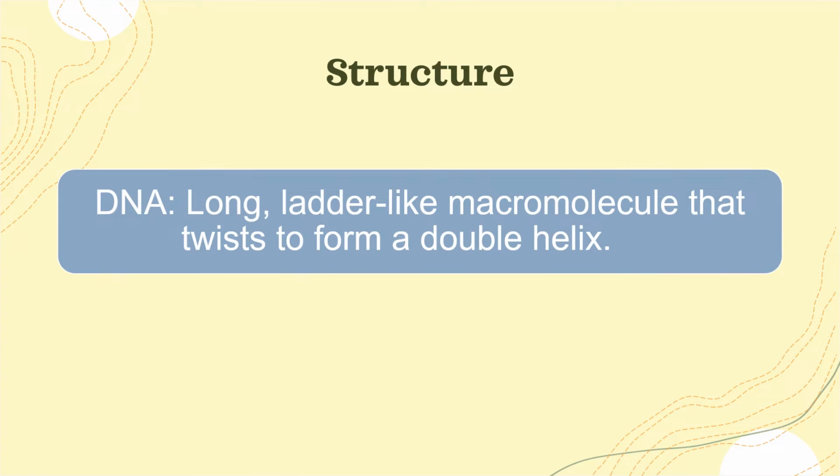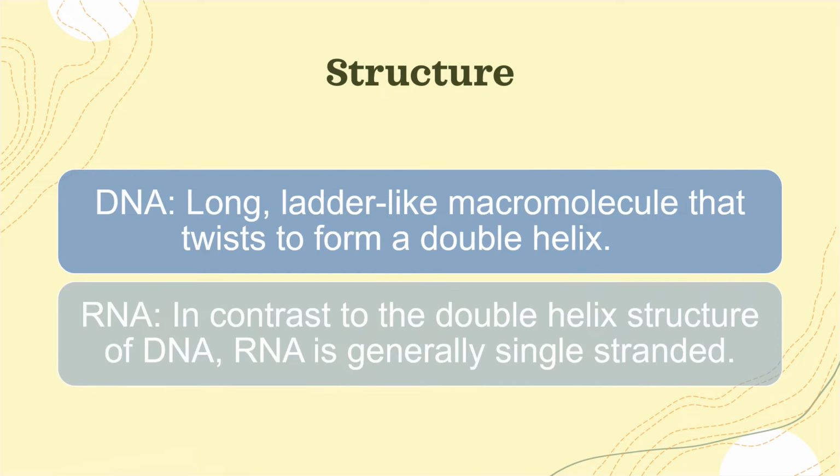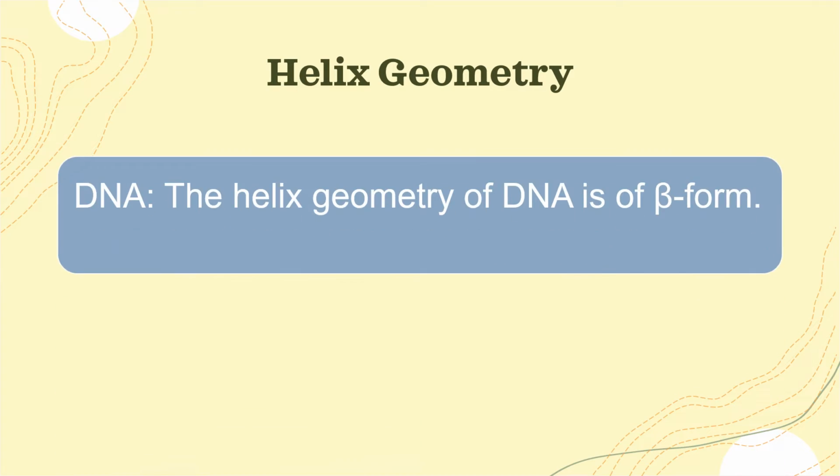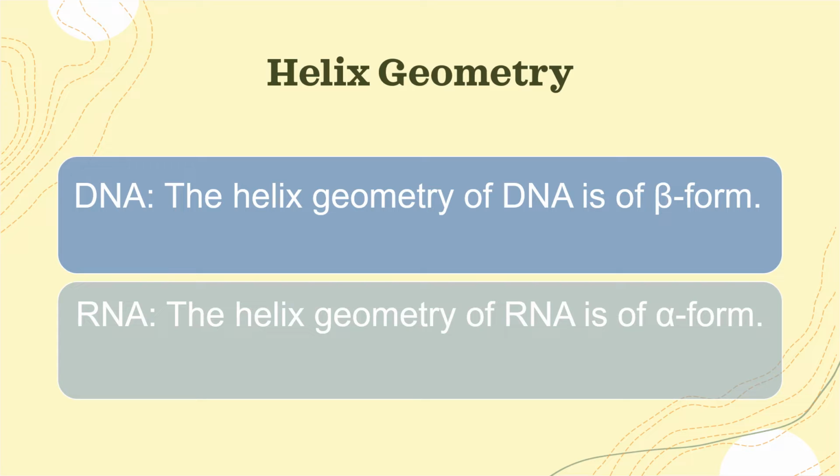Structure of DNA and RNA. DNA is a long ladder-like macromolecule that twists to form a double helix structure, while RNA, in contrast to the double helix structure of DNA, is generally single-stranded. Helix geometry. The helix geometry of DNA is of the beta form, while the helix geometry of RNA is of the alpha form.